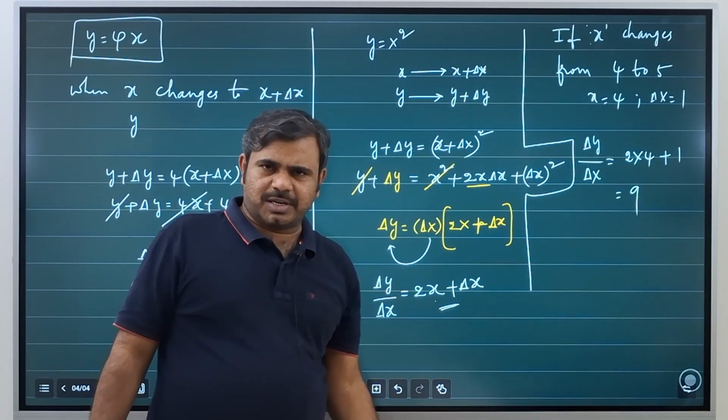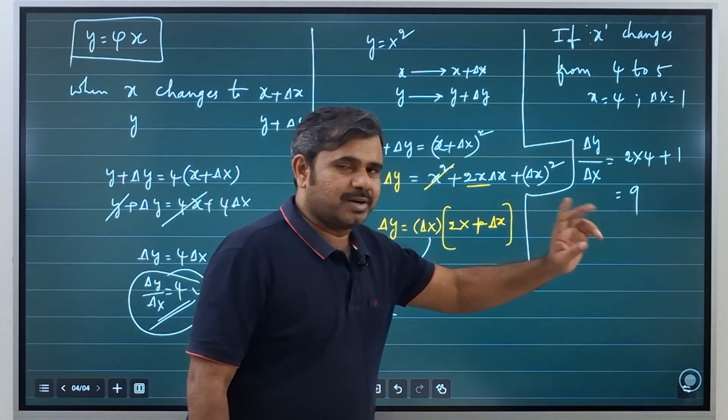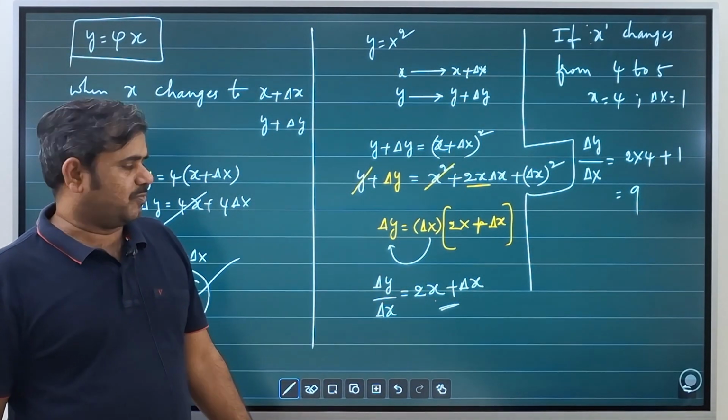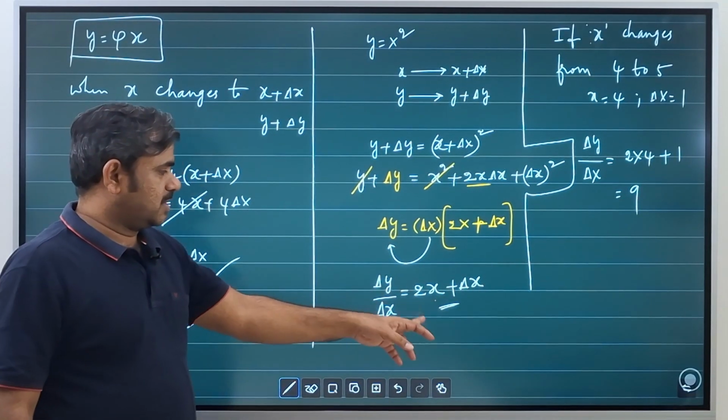Take different values for x, a different interval, you will get a different value for the rate of change in y with respect to x. The delta y by delta x value will be different, of course, because it depends on x and also the range, that is the change in x.